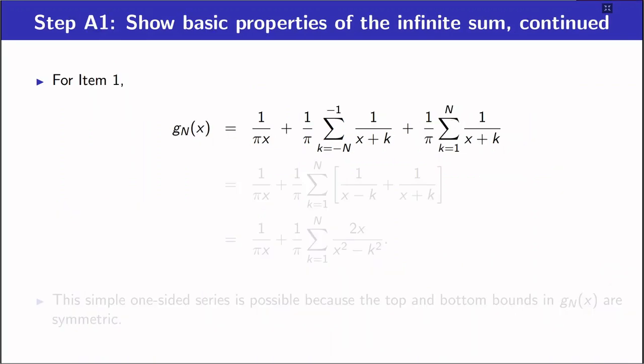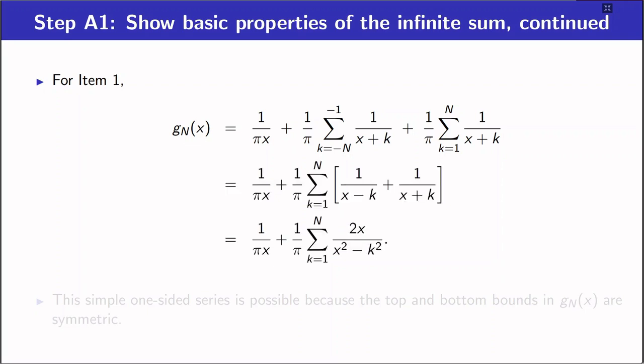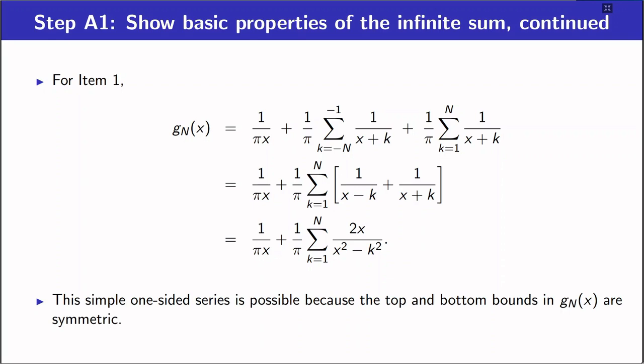To prove item 1, I just take the two-sided sum and write it as a sum of two one-sided sums. By re-indexing the first sum and combining fractions, the two sums are easily consolidated into a single sum with a simple summand. This argument is possible because the top and bottom bounds in G sub n are symmetric.